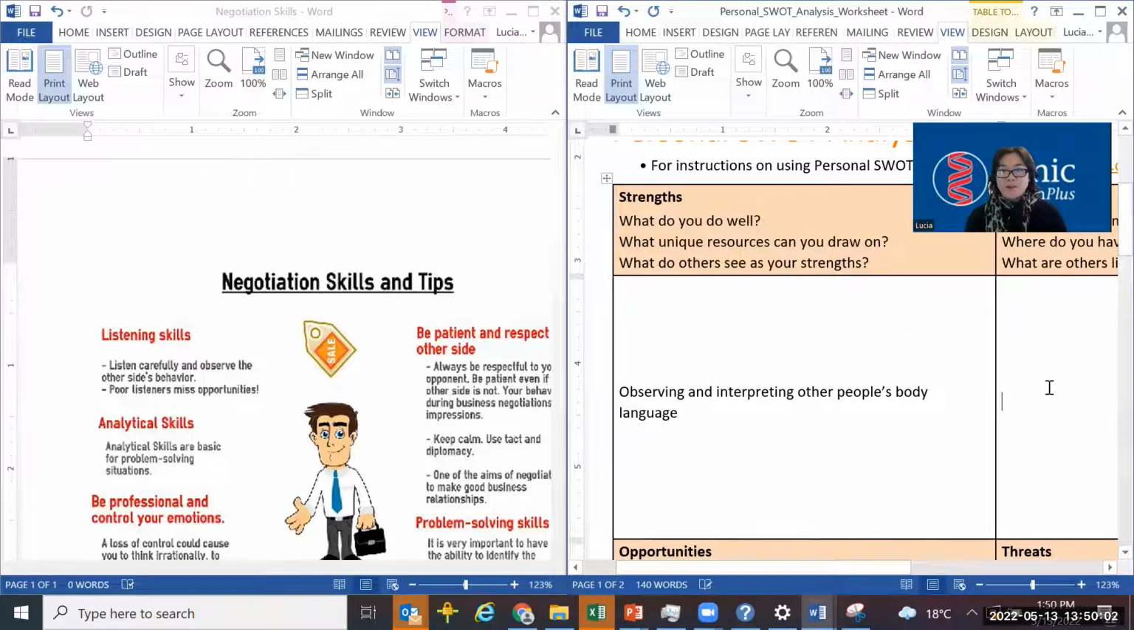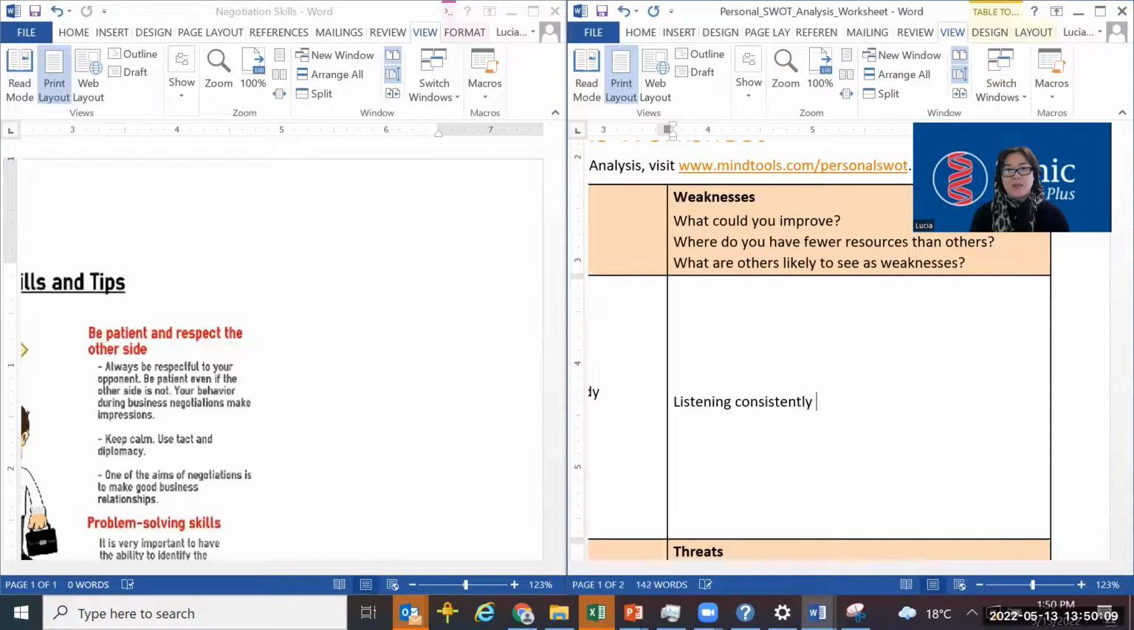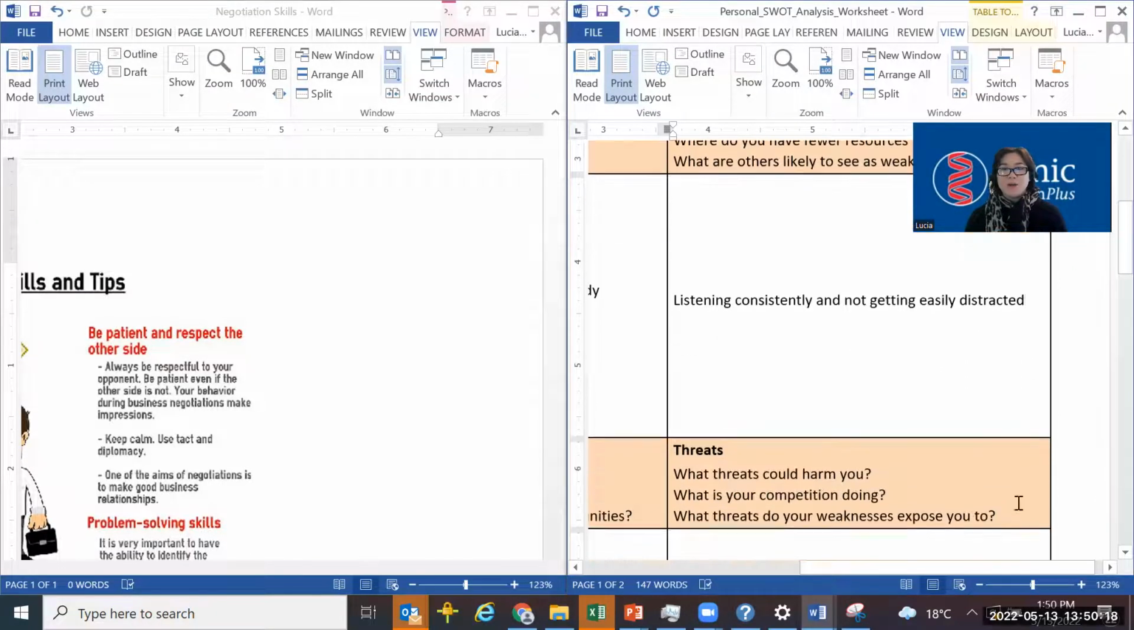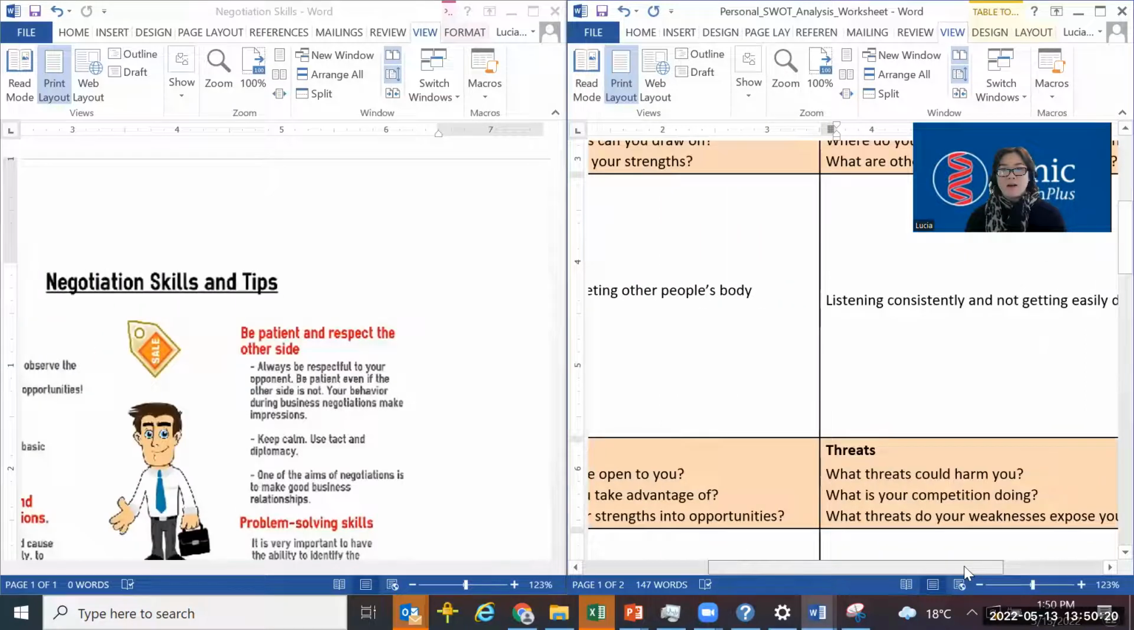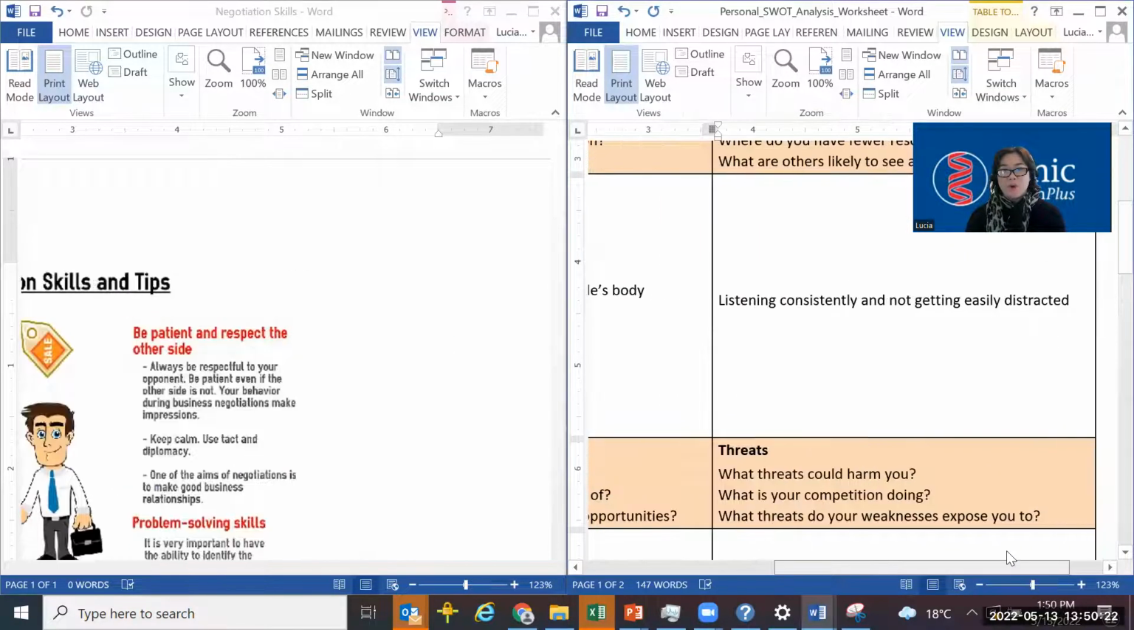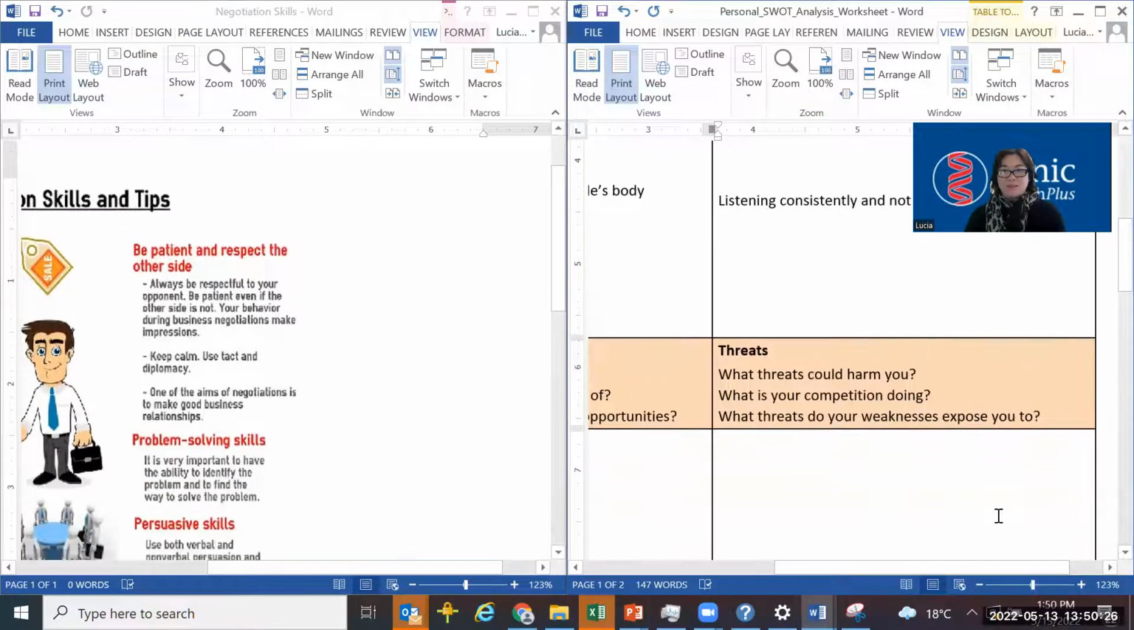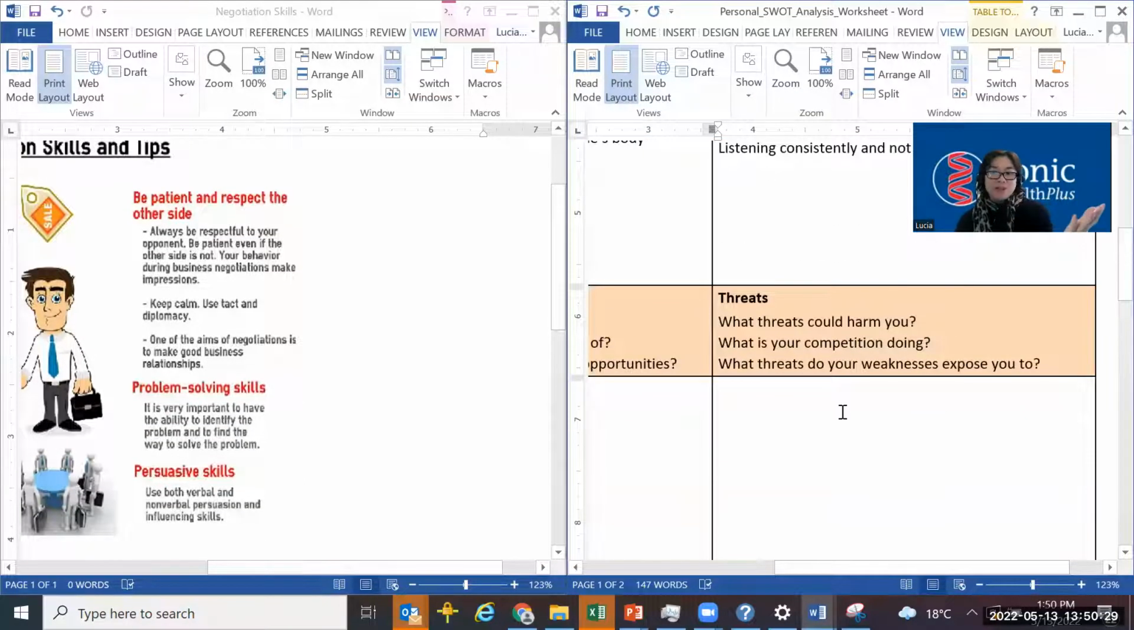Okay, and then, as I've mentioned a while ago, my weakness is listening consistently, not getting easily distracted. That's a weakness of mine. Okay, so far, I've just written down one strength and one weakness. Now, when I go to this threats, okay, so this box, I've mentioned something about the strength, and weakness is self-explanatory. So I'm going to go to the threats.